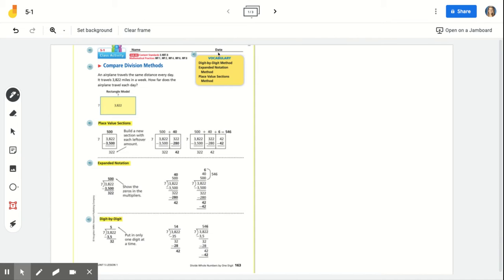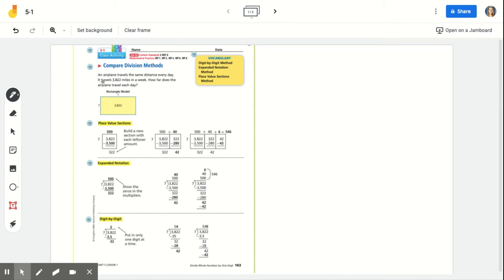On page 163, please find the heading. It says Compare Division Methods. And then on the side, there's a vocabulary box. It says digit by digit method, expanded notation method, place value sections method. There are 3 division methods that we are going to be learning and practicing. And in just a few short lessons, you are going to be pros at all 3 methods. And we're going to preview them right now.